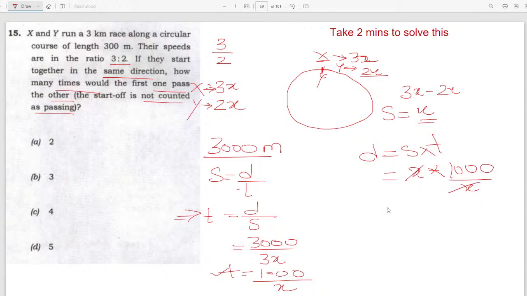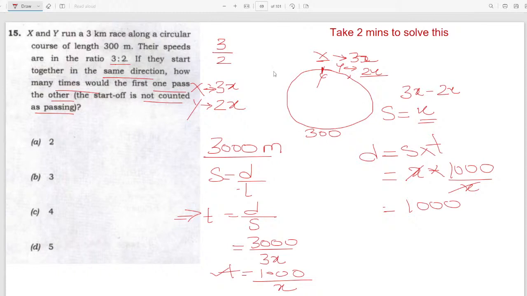So x gets cancelled. Distance is equal to 1000. Relatively, in this case, if we have stationed y here, we have fixed y here, x would travel 1000 meters, total distance. But one course of this circle is 300 meters. So he would complete 3 circles completely, and then he would travel an additional 100 meters like this.